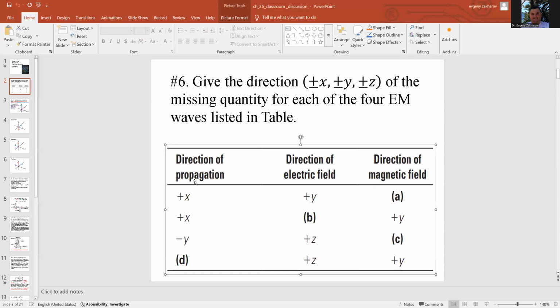direction of propagation, the velocity for an electromagnetic wave, would be the cross product between the electric field and magnetic field. So essentially, it's just V equals E cross B. Start with the electric field, four fingers with the electric field, curl to the direction of the magnetic field, and the thumb shows the direction of propagation.